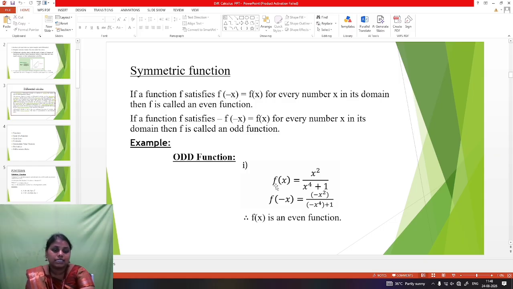F of minus x equal to f of x, so it is an even function. We get the value written again as f of x, so it is an even function.